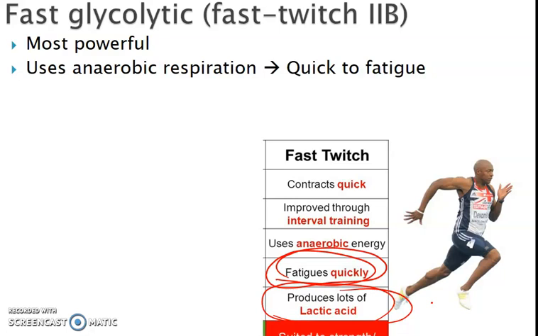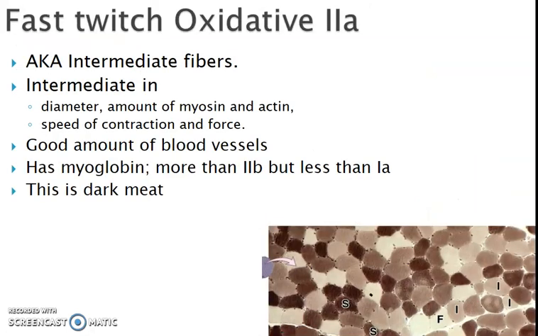So that's the white meat. The black meat is the slow twitch muscles. So there's an intermediate fiber. So this is the slow twitch. This is the fast twitch type 2B. You have an intermediate one, fast twitch oxidative. This is the dark meat.